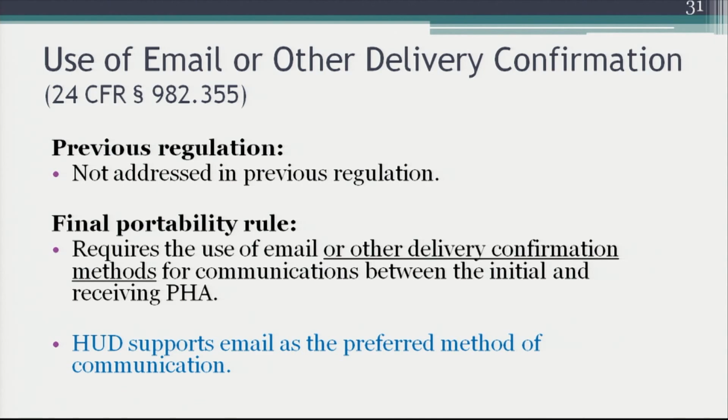Okay, so use of email or other delivery confirmation. The final portability rule requires the use of email or other delivery confirmation for communications between the initial and receiving PHA. While email is not the only method, it's not the required method of communication, it is what HUD supports as the preferred method. And this was not addressed in previous regulation.